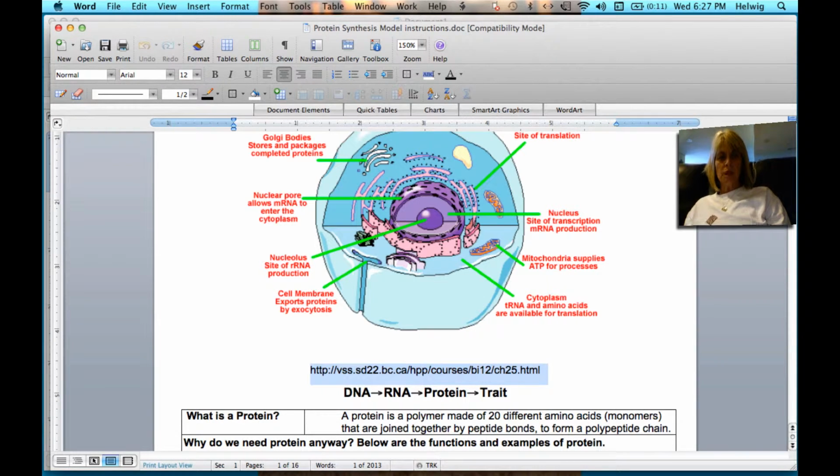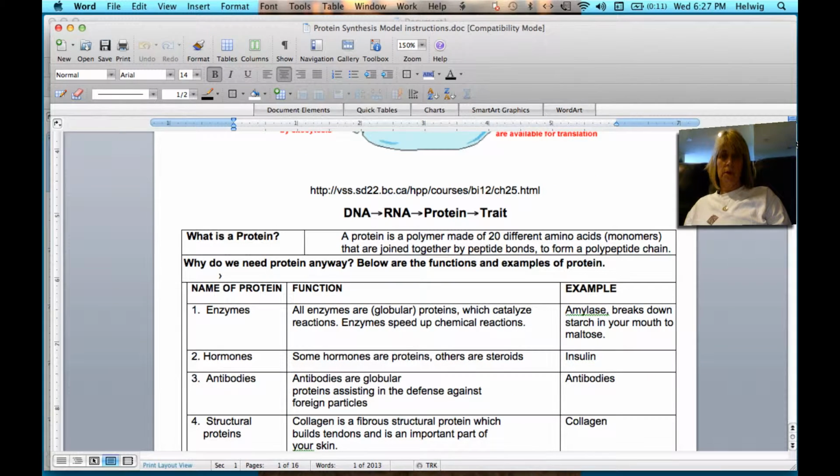Today my job is to make you understand how protein synthesis works, and we're going to talk about how DNA will be made into RNA, which will then be made into a protein, which will then give us a trait. So we have to give a little background information on what a protein is. A protein's a polymer made of 20 different amino acids, which are monomers, joined together by peptide bonds to form a polypeptide chain. A lot of times we'll call proteins polypeptides.